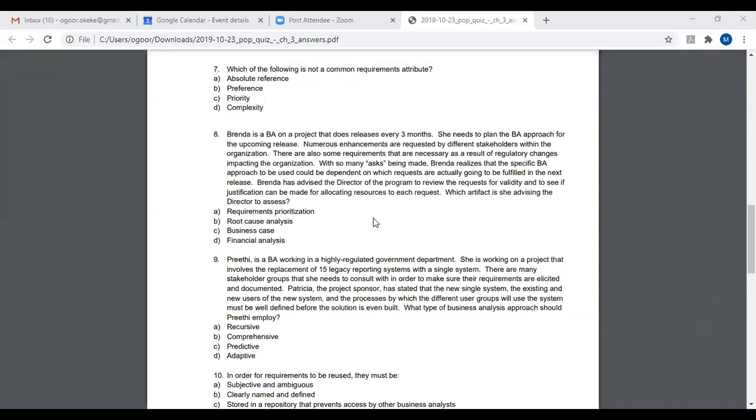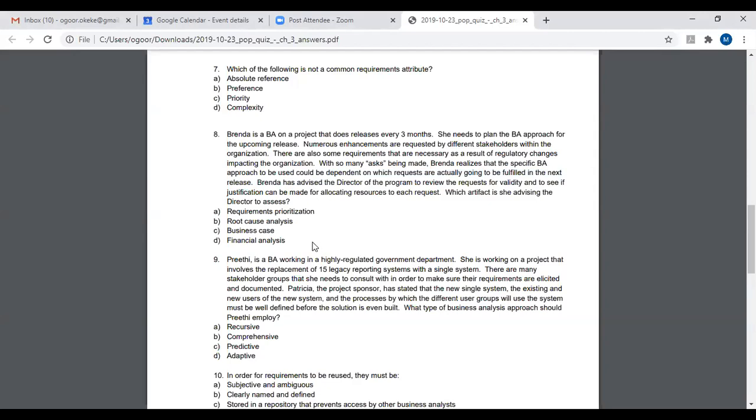I think it's requirements prioritization, but yeah, it is requirements prioritization. Okay. Is everybody agreeing with that, or is anybody differing? Why do you think it's requirements prioritization? Brenda needs to know which of the requirements to release first, depending on the validity and justification for allocating resources. Yeah, I guess there is a prerequisite to the requirements. So you have to prioritize them according to how they allocate resources.